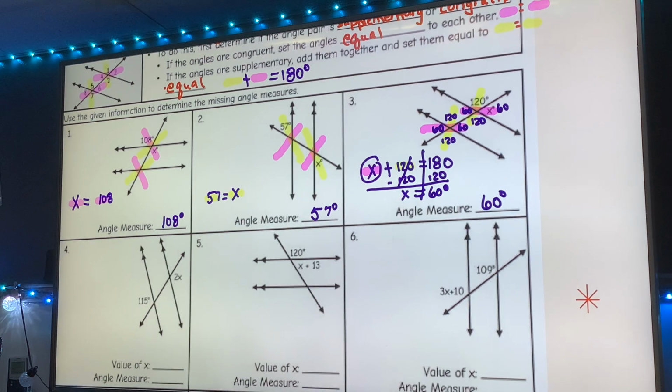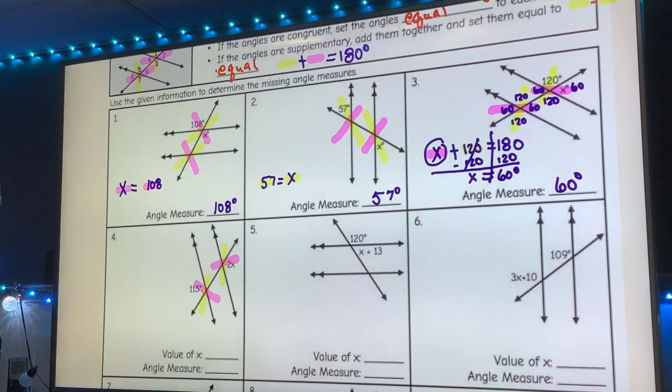Okay, we're gonna start by doing our color coding. Okay, so you have pink and pink. And then of course, those are gonna be equal to each other. One is 115 and the other is 2x. So you'll have to divide both sides by 2 to get x by itself. And 115 divided by 2 is 57.5.